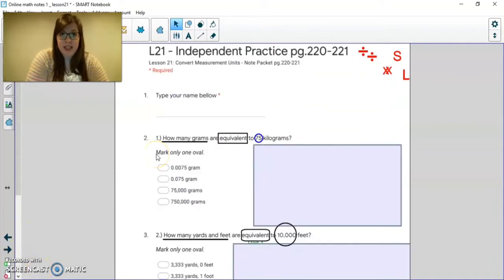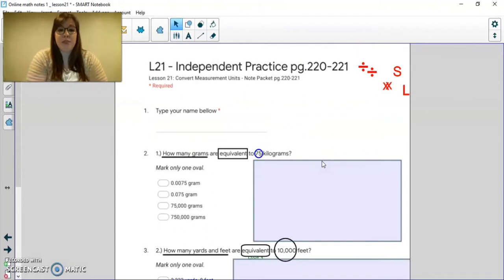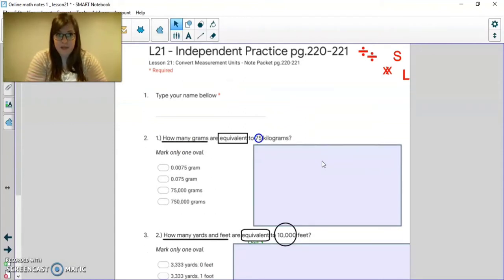On your assignment, this is what it's going to look like. If I have anything I added on here, it will be in green. I'm not going to read everything I added. If you pause the video and you need more of an explanation, then you can read through that when you pause it. So our first problem is how many grams are equivalent to 75 kilograms?